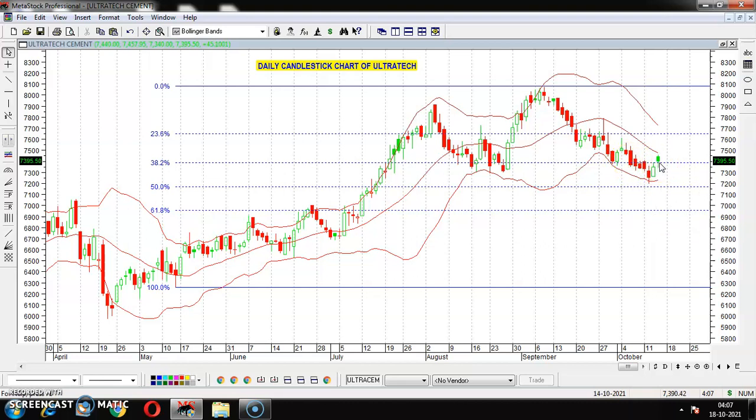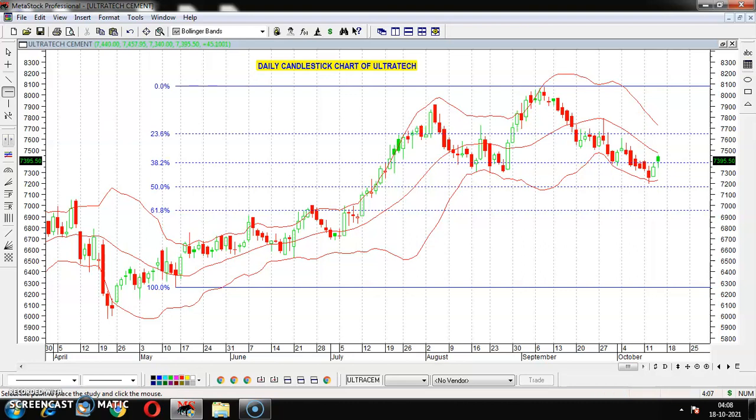As far as the Bollinger Band is concerned, we can make a target up to the first band. So the price may reach up to 7,700 within the next week, maybe within a span of 10-15 days. So we are getting some positive information as far as the Bollinger Band is concerned.